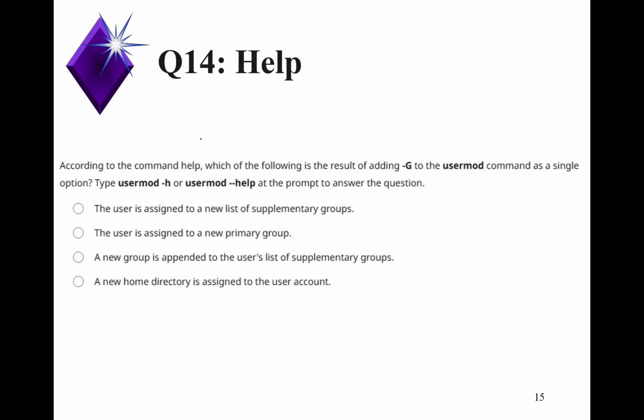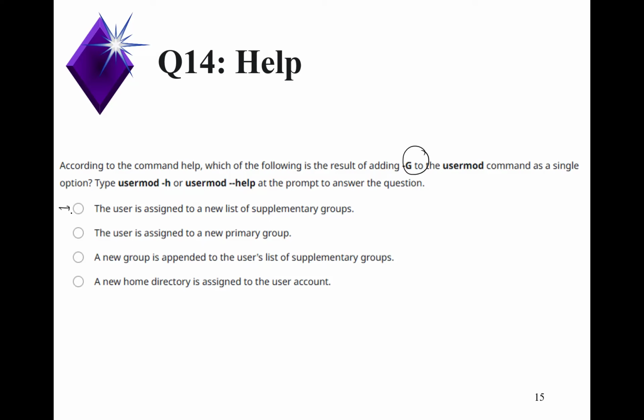According to the command help, which of the following is the result of the -G option? So usermod. We are going to use it today, actually. I remember I did it, we did it last time. Probably you won't remember, but you will remember for sure now. Today, you're going to use this -G option for usermod. So it is going to add to the supplementary groups.